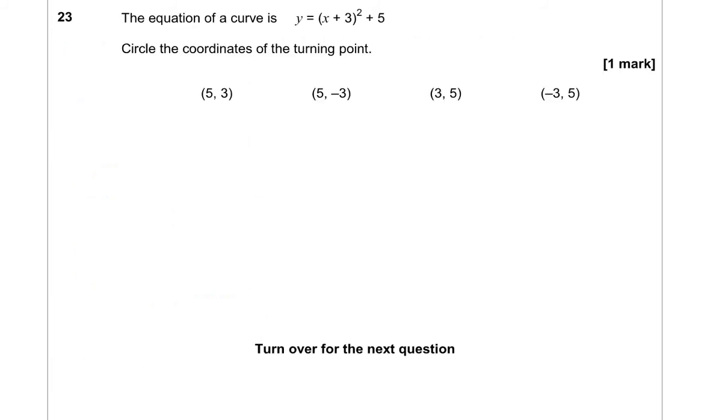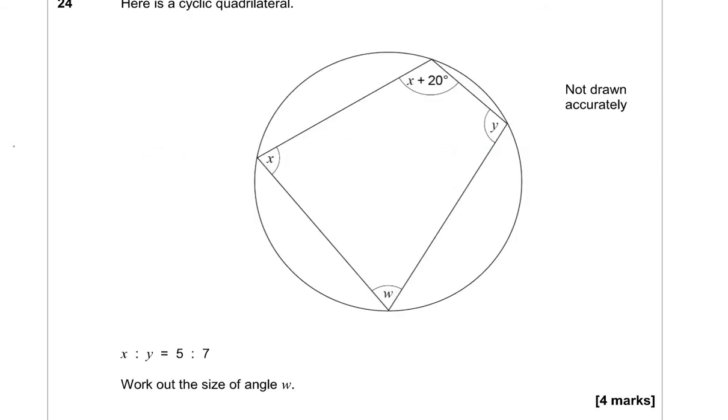Right, question 23. The equation of a curve is y equals (x plus 3) squared plus 5. Circle the coordinates of a turning point. So this is in completed square form, and we know that that gives us the turning point. So our x coordinate is the value that makes this 0, and the y is whatever's left over. So for x plus 3 to be 0, we know x is minus 3, and then we're going to have y equals 5. So our coordinate is (minus 3, 5). So that's this one.